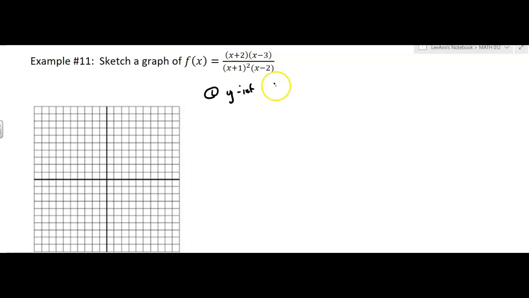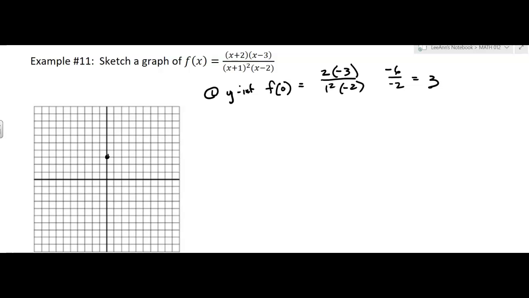To do that, we find f of 0, and that's going to look like 2 times negative 3. Remember, I'm putting in 0 for x. 1 squared times negative 2. So that's going to be what? Negative 6 over negative 2, which is going to be 3. Okay, that gives us a point then that we know right there, 0, 3, the y-intercept. Okay?